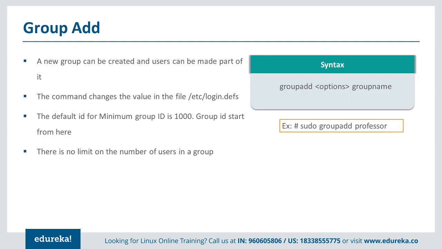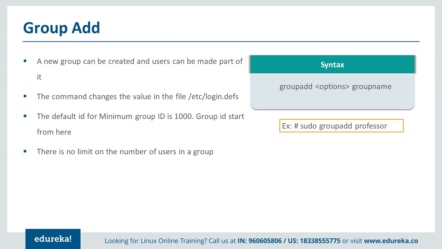Then comes if I want to create a new group. Like useradd, there is again a command groupadd. Similarly to useradd, a new group can be created and a user can be made part of it. The command changes the value in the file /etc/login.defs. The default minimum group ID is 1000. Group IDs start from here. So apart from the root group ID, which is zero, all the group IDs start from 1000. So we'll be seeing group IDs as 1001, 1002, 1003, and so on.